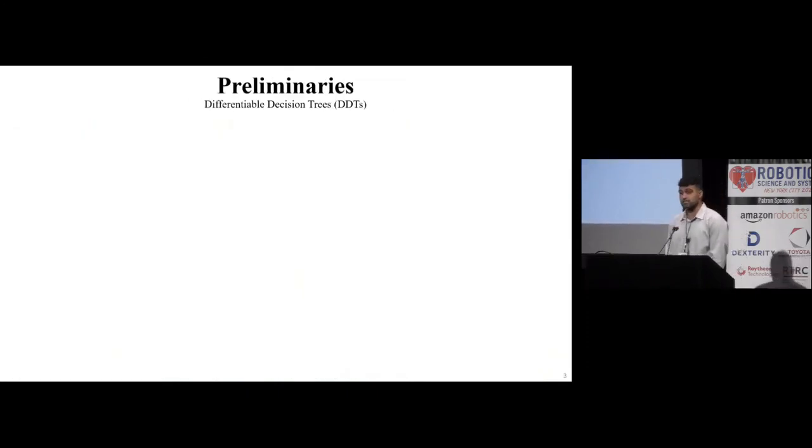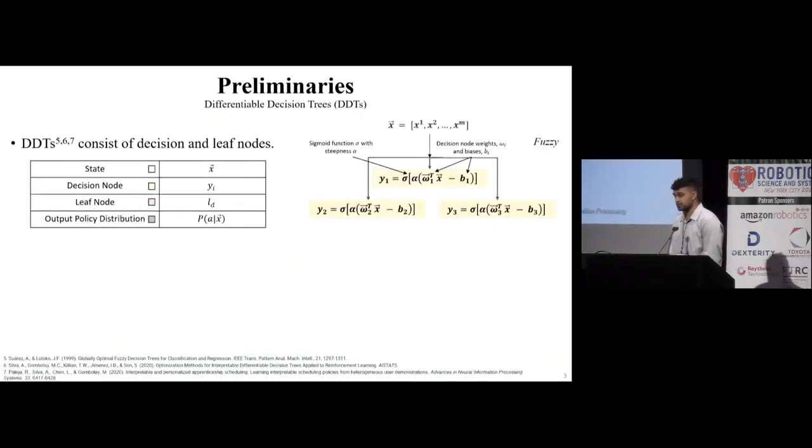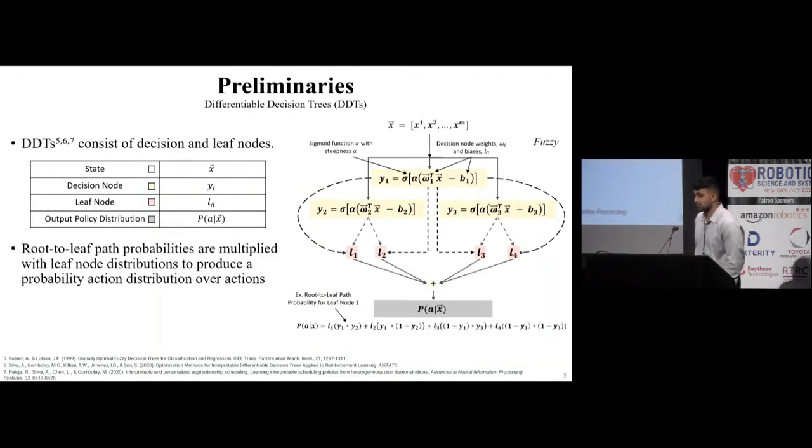Our work builds upon differentiable decision trees, or DDTs. DDTs contain decision nodes and leaf nodes. Inside each decision node is a splitting rule, and a sigmoid with steepness alpha is applied to output the probability of a node being true. Leaf nodes contain a distribution over policy actions. We can then compute branch probabilities and multiply these by the respective leaf nodes to produce a final probability distribution over actions. In prior work, DDTs have been trained via supervised learning by Suarez and Lutzko and Pelagia et al., and via reinforcement learning by Silva et al.